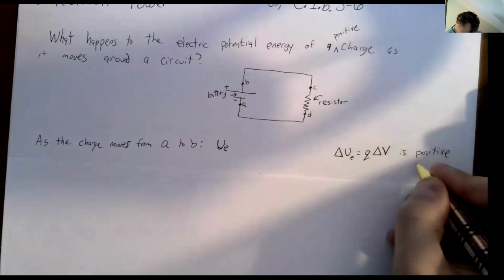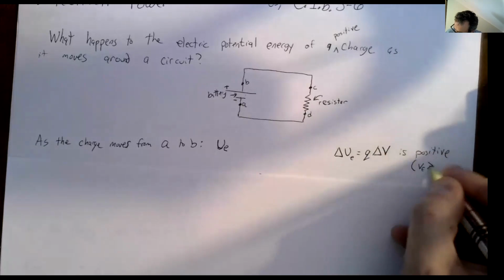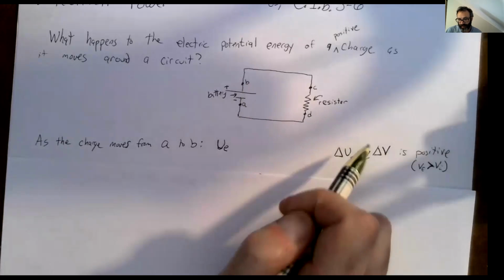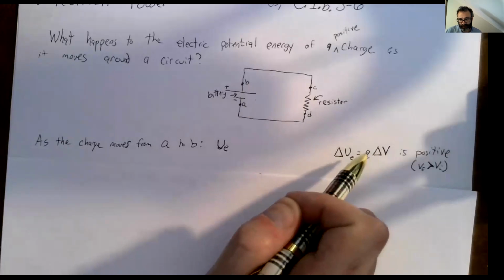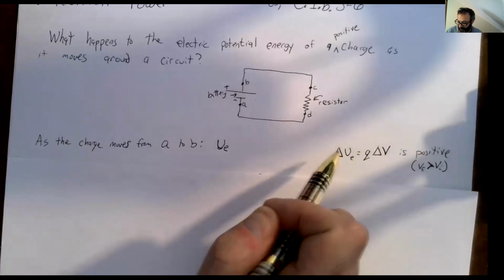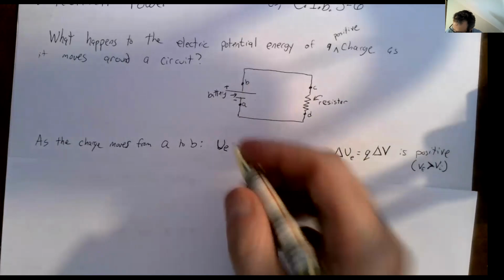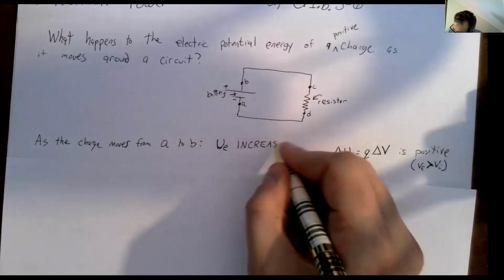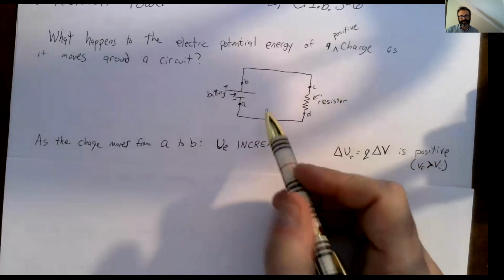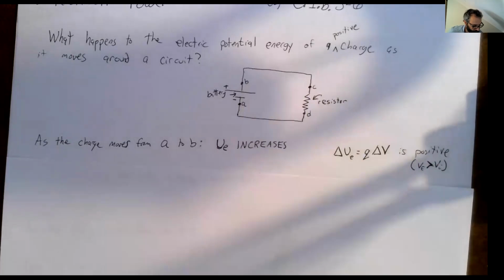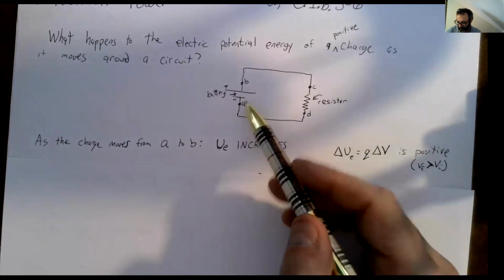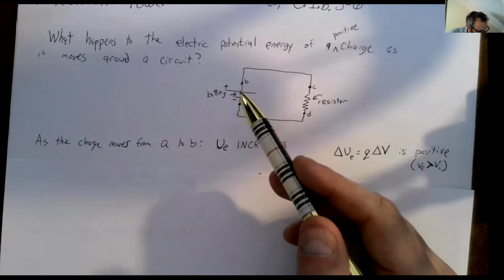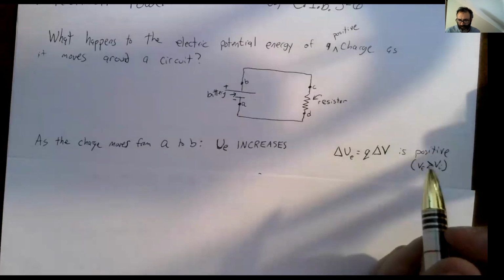And that's really because your VF is greater than your VI. Going from here to here, you increase the potential. So delta V is positive, your charge is positive, so your delta UE, your change in electrical potential energy, is increasing. So it increases. The energy of a positive charge would increase as it goes from A to B, through the battery, basically. We're talking about a charge that's going from inside the battery, from the negative terminal to the positive. All right, do we see why that increases?